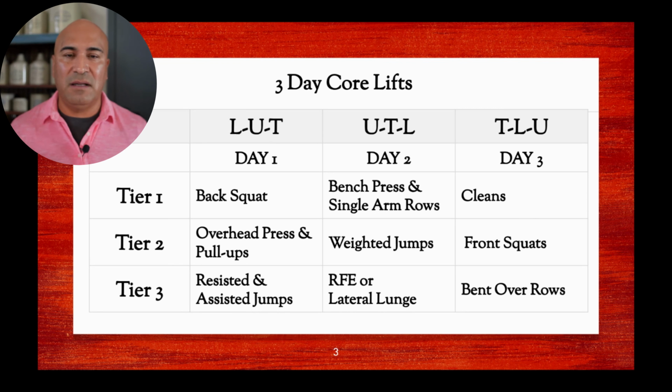Okay, and it gives them something a little different too, and kids like that, right? And then our tier 3 exercise for day 3 is going to be our bent over rows. Okay, so that's kind of how we break down all our core lifts and how we put these together. Okay, now we'll talk a little bit about our accessories and how we come up with our accessories and how we add them to our core lifts and put it together.